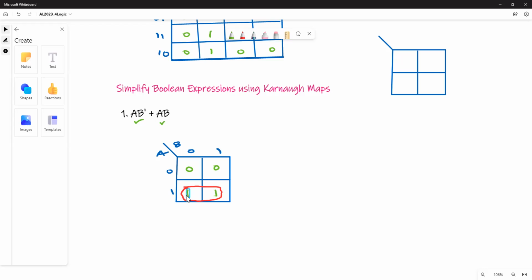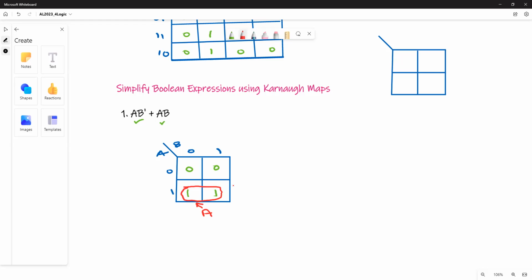A dot A bar. Yeah, this one is A, B bar. This one, AB. Now we have a group. Now for the group, we have to assign an expression. When you say a group, you can see here, A will not change, right? In these two cells, A does not change, but B changes. Whatever changes, we can neglect. Since B changes in this group, we can neglect B. And since A will not change, this group represents A.